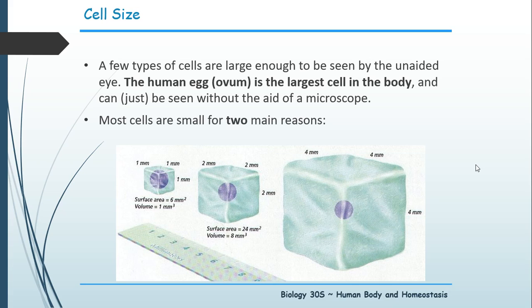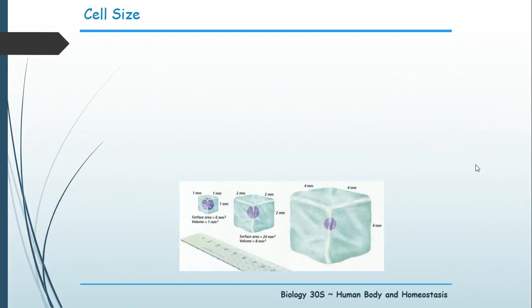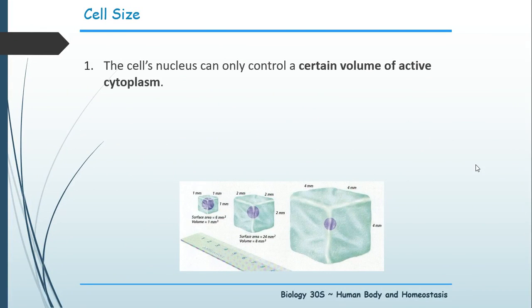They have to be small for a reason, and there's a couple of reasons for that. The first one is that there's only a certain amount of volume that a cell can maintain and hold. Think of it like a balloon. You can blow up a balloon, and at some point, it's going to get so big that it's going to pop, and that's no good.